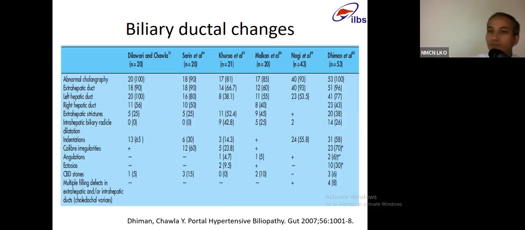So what about the portal biliopathy changes? These changes are seen in around 90 to 95% of adults with EHPVO and also in children. They are more commonly seen on the left side rather than the right side, and they are in the form of ectasias, indentations, caliber irregularities, angulations, and CBD stones or filling defects.